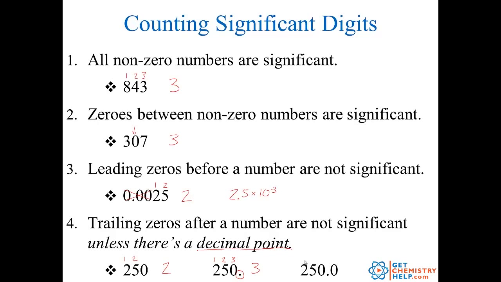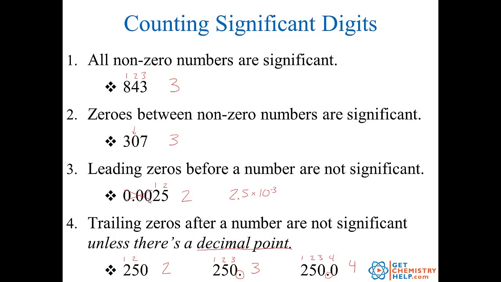Same thing on this one here on the right. Both of these zeros are on the end, or trailing zeros, but they are significant because there's a decimal point. So we'd have 1, 2, 3, 4 because of that decimal point. So this would have 4 significant figures.